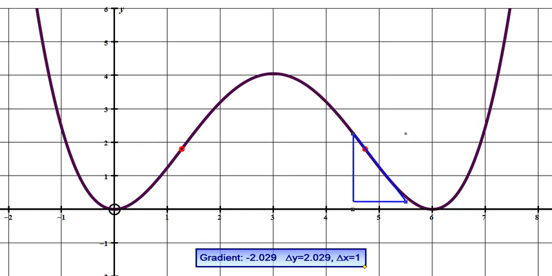Now the least value of the gradient is at this point, which is negative 2.078. And from this point onwards, the gradient is increasing again. Gradient is 0 at the minimum again, and continues into the positives, as before.